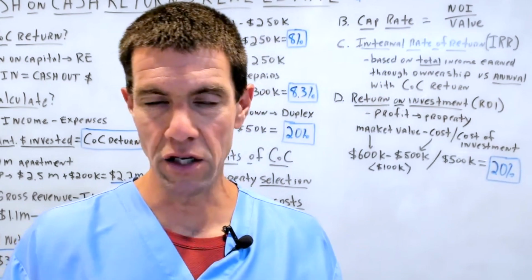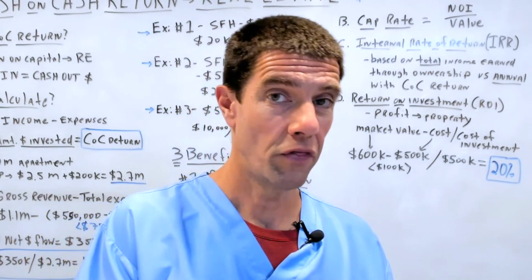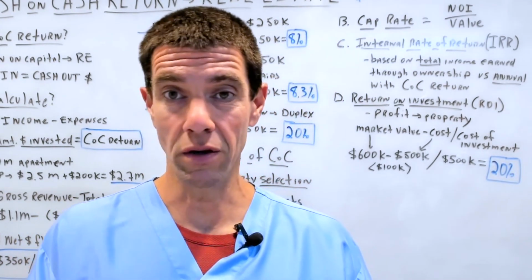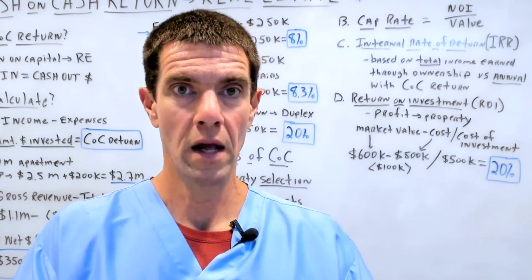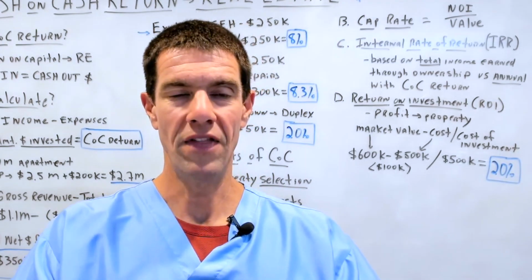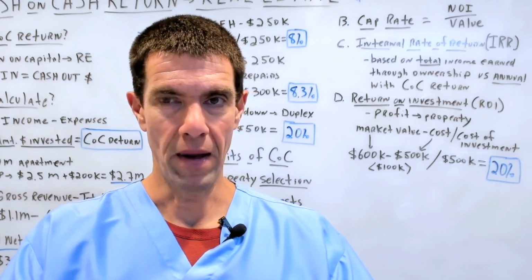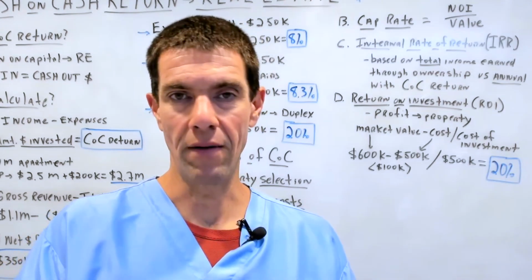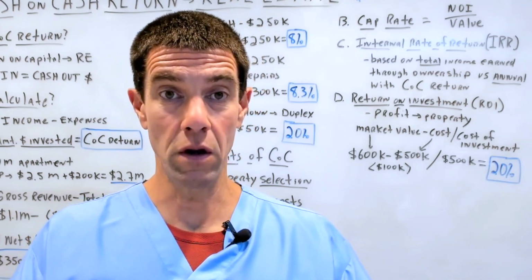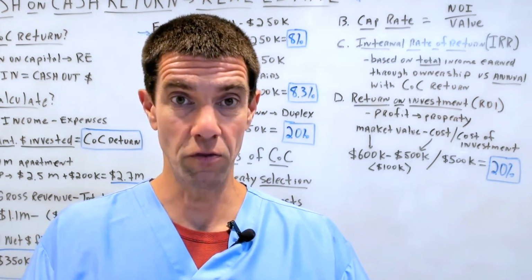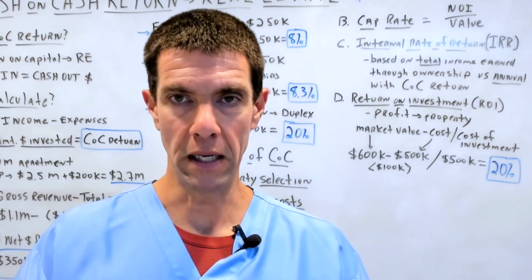So most of the syndications that I'm in are anywhere from a 3 to 6 year hold period. So the internal rate of return would be the estimate of that time. Let's say I'm in it for 5 years, so that would be an estimate of, while I'm holding or investing in this property, what would my rate of return be?